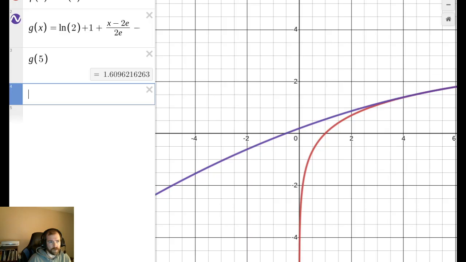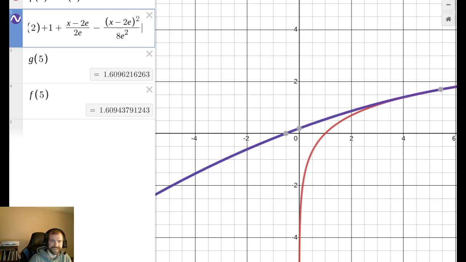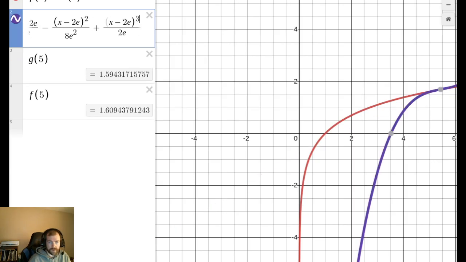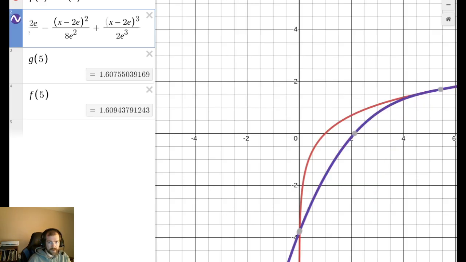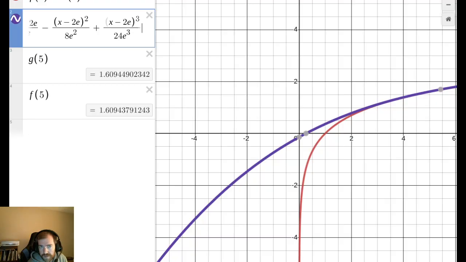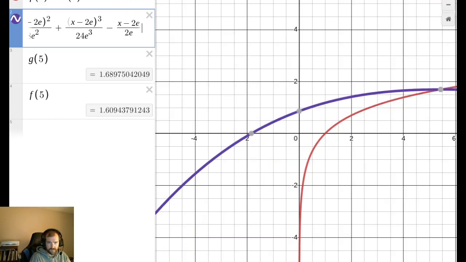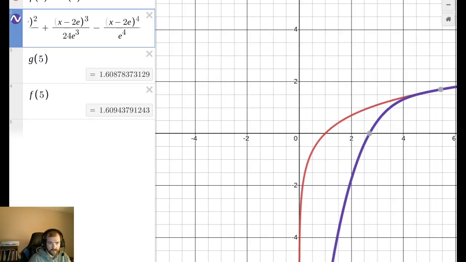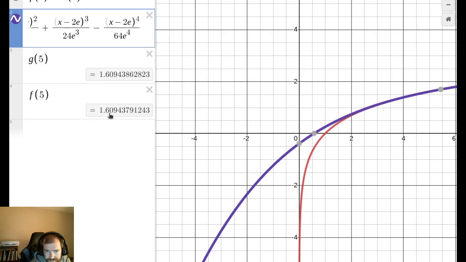All right, and we should actually look for f of 5 as well, being the actual value. I don't know why I'm surprised. I know that it's going to be really close. It's a Taylor series, right? All right, plus this thing raised to the third power, and e raised to the third power with 24, I believe, was the 24e to the third, and 64e to the fourth is the next one. Yep, there we go. 5 decimal places at the 5th term. So, woo!